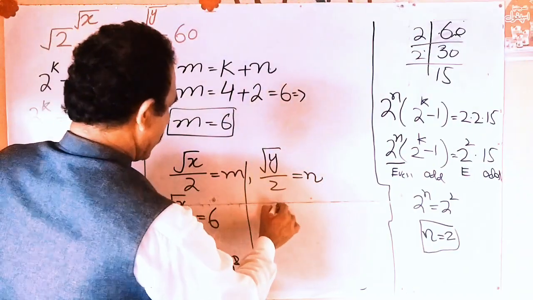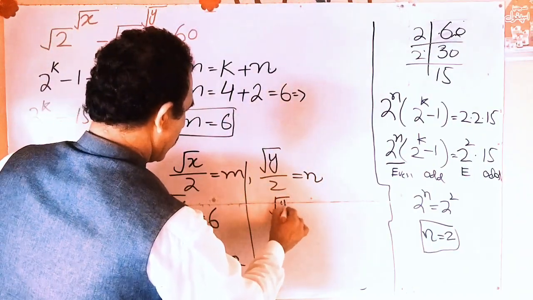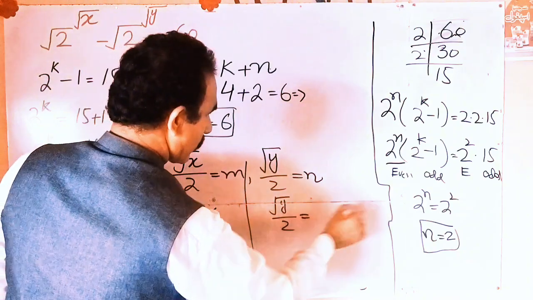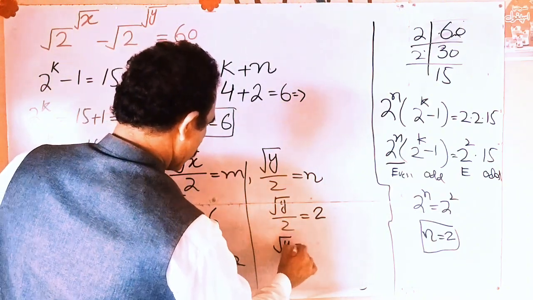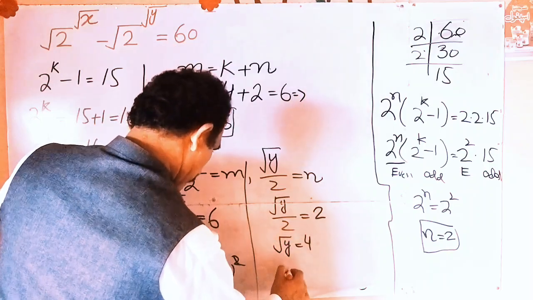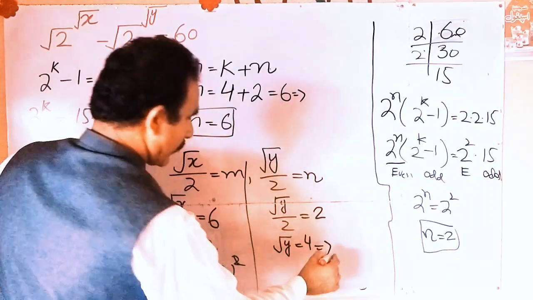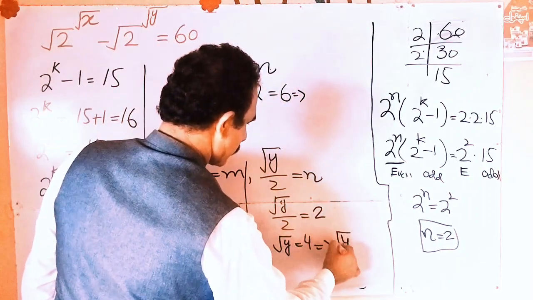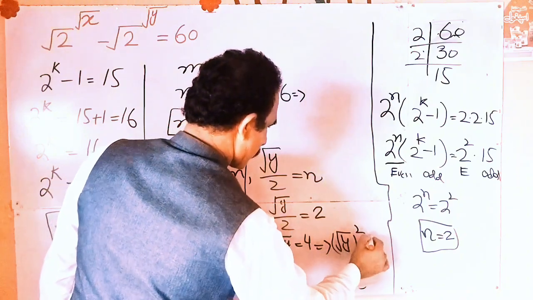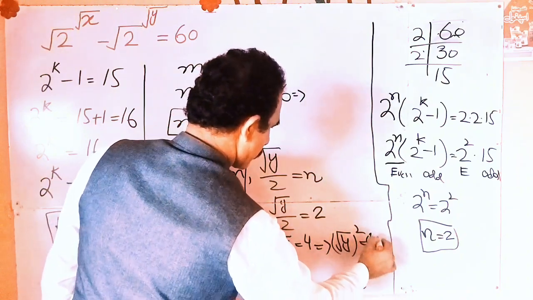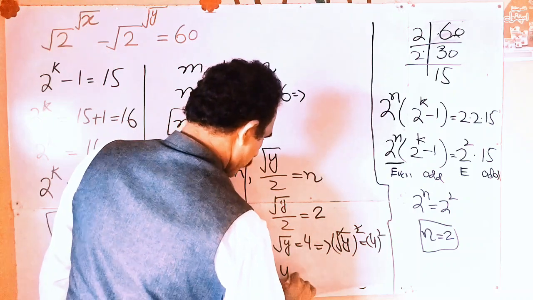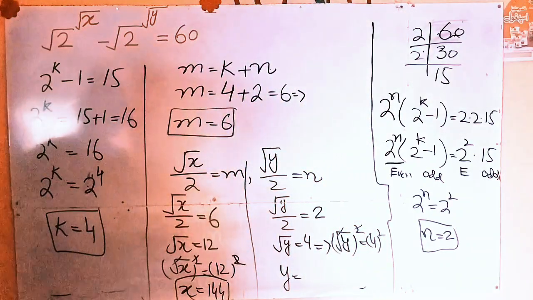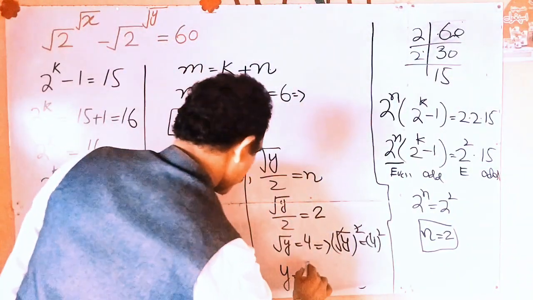Here apply the value of n. y square root over 2 is equal to n, n is 2. y square root is equal to 2 twos are 4. Applying square on both sides, the 2 cancels with the 2. y is equal to 4 fours are 16.